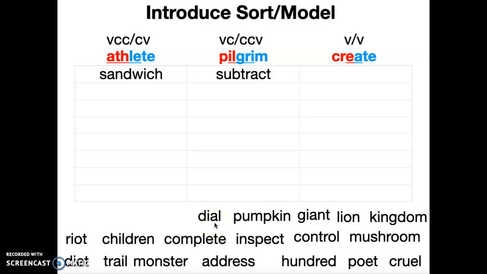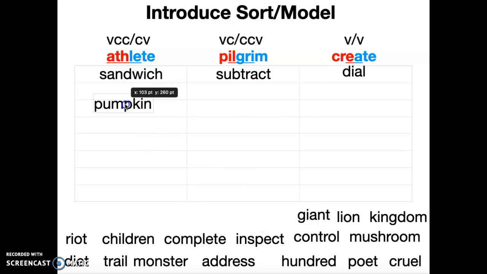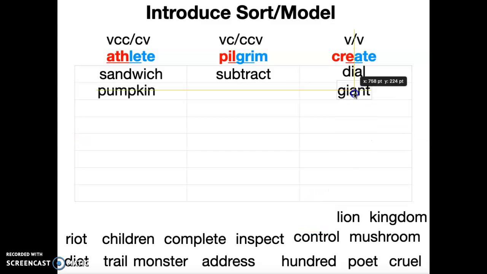Dial. I hear the word dial broken up with a vowel like in create. So in dial, here's the vowel that breaks it up, the I. I will put that under create. Pumpkin. Pumpkin is also broken up in syllables after the consonant. I'm going to put that under athlete. Giant. That is broken up into syllables after the vowel. I'll put that under create.